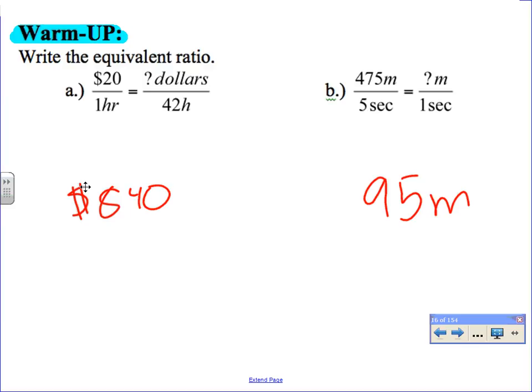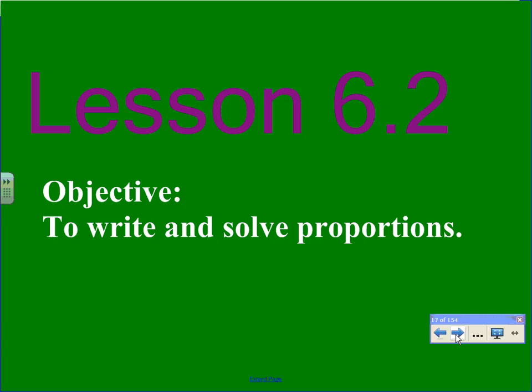Okay, can someone explain to me, how do you get 95 for this one? What did you do, Amberly? Good job. To go from here to here, you divide this side by 5. That means you have to take 475 divided by 5 to get what's here. So that's how you get 95. Okay, questions?